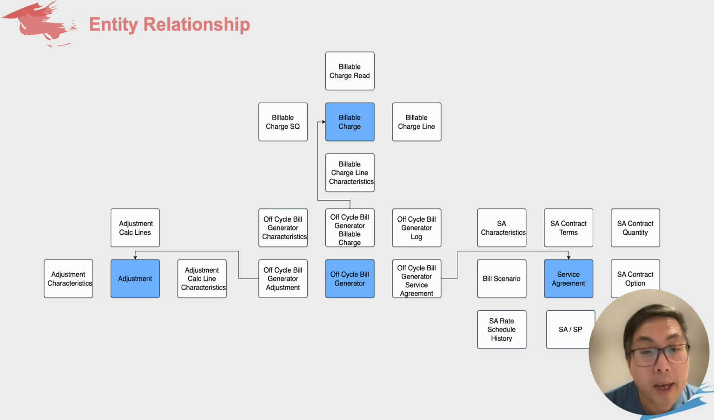In each of these cases, off-cycle generator will run through the logic in its life cycle, and you can see the rest of the child tables of off-cycle generator are quite standard. Just characteristic and log, and normally the characteristic can be used to refer to other important information if needed, which can be referenced in the cancel rebuild process.